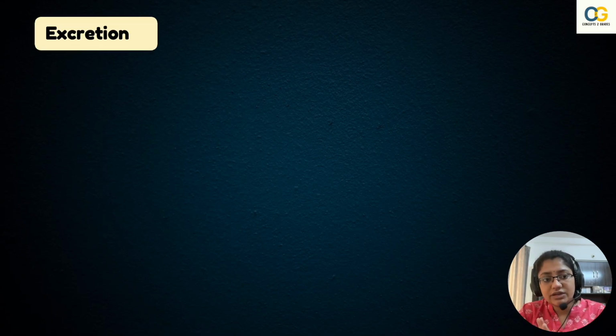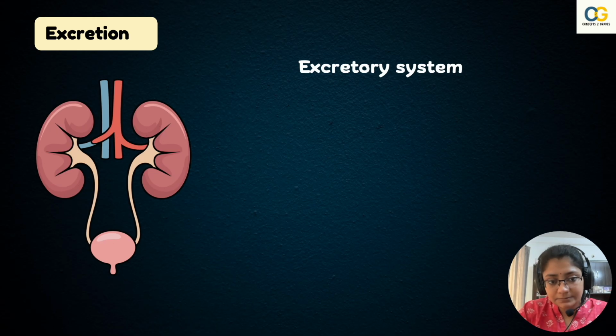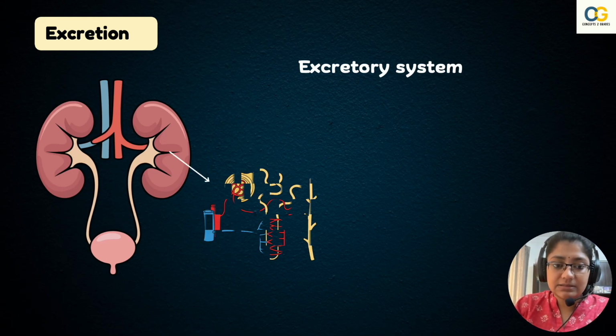Right? So now we have eaten food, we have made it glucose, from glucose we made it energy, and then we have transported all this across the body. The last thing left is taking out the unnecessary substances from our body. So how do we do that? Through excretion. We excrete everything in our body with the help of the excretory system that is present.